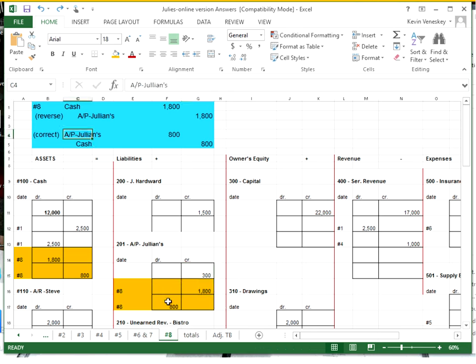Now I do the correct entry. I show that what did the business get? We actually got a reduction on our debt, but for only $800. And I got a reduction in my debt because I paid cash of $800.